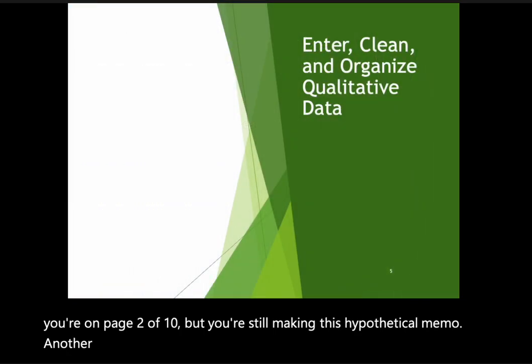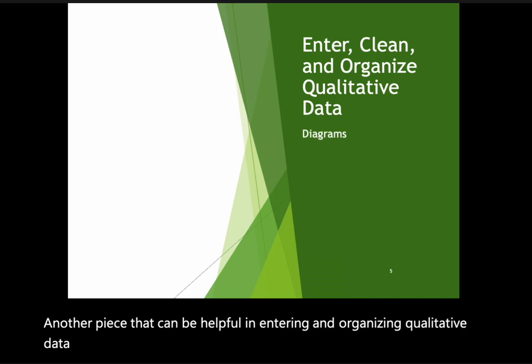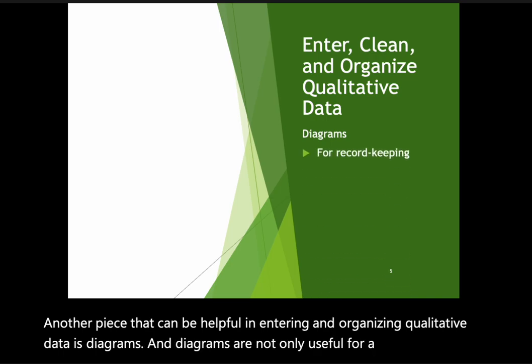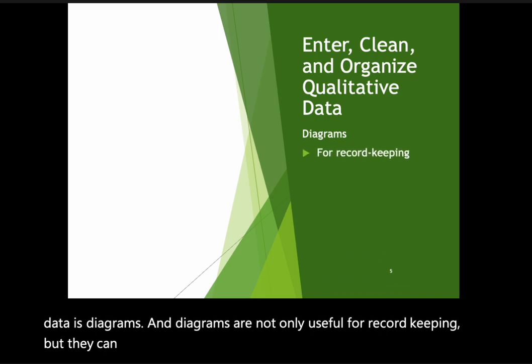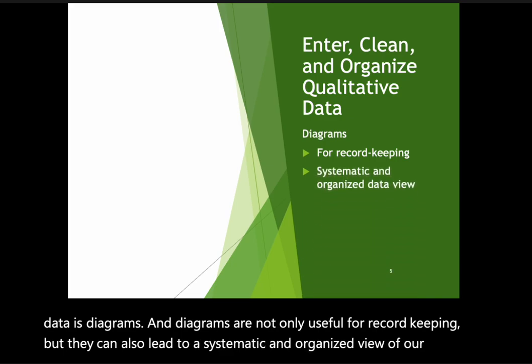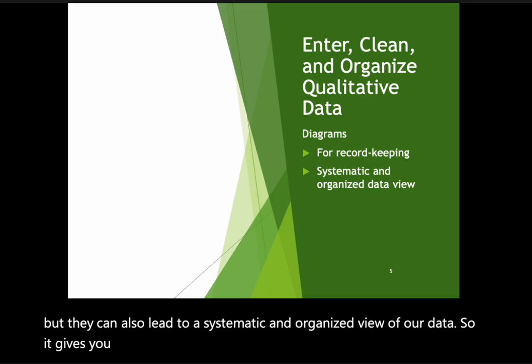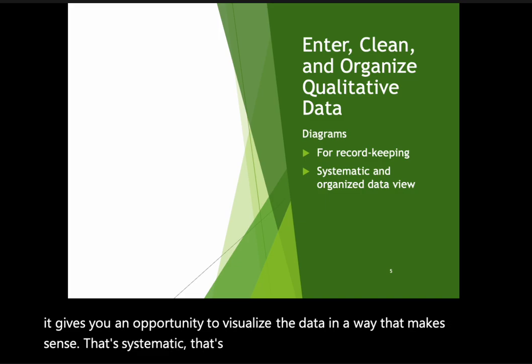Another piece that can be helpful in entering and organizing qualitative data is diagrams. And diagrams are not only useful for record keeping, but they can also lead to a systematic and organized view of our data. So it gives you an opportunity to visualize the data in a way that makes sense, that's systematic, that's organized, in addition to just being general record keeping.